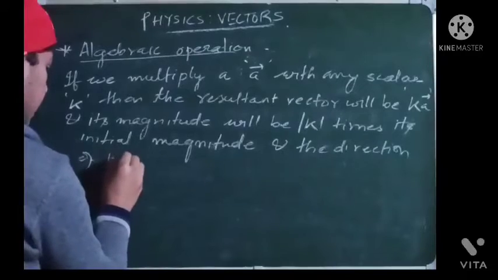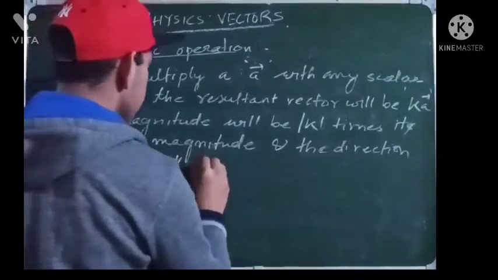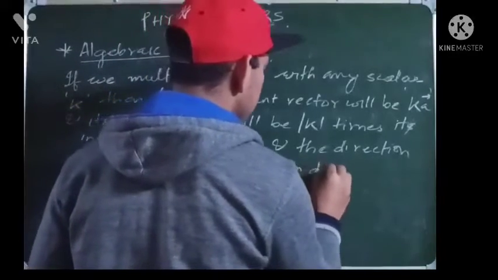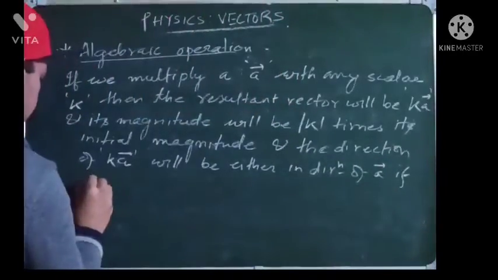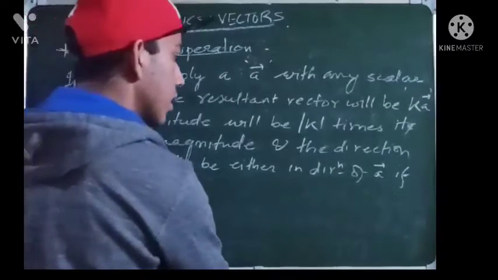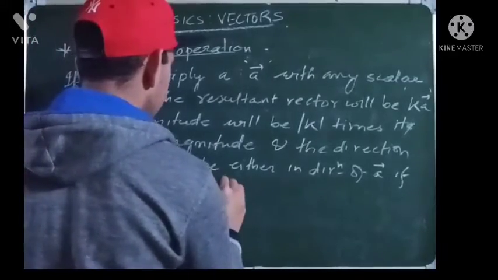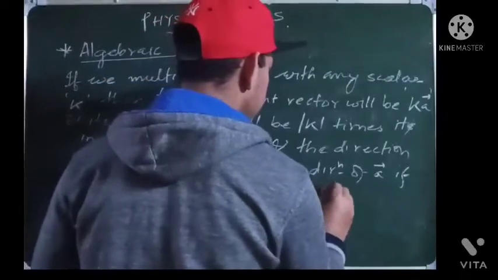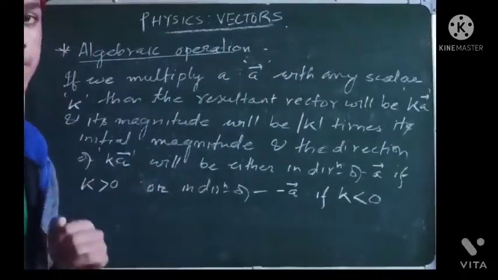And the direction of k A vector will be either in the direction of A vector if k is greater than 0, or in the direction of minus A vector if k is less than 0. This is the meaning of multiplying a scalar quantity with a vector quantity.